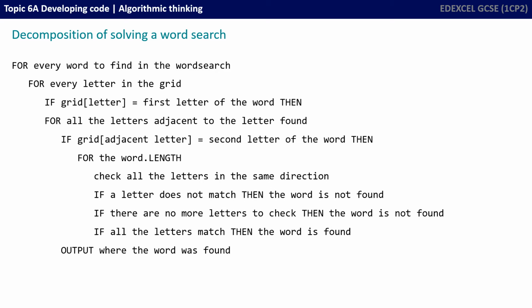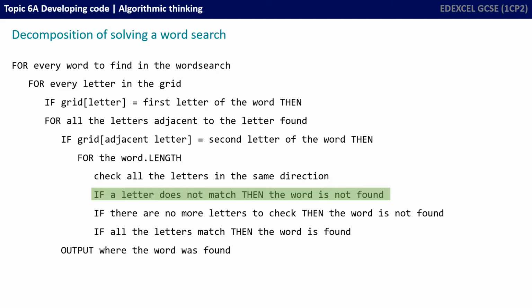So here is an outline algorithm for solving the word search. For every word to find in the word search, we need to check every letter in the grid. If the letter in the grid equals the first letter of the word, then for all the letters adjacent to the letter found, check if the adjacent letter in the grid is equal to the second letter of the word. And if it is, then for the length of the word, check all the letters in the same direction.